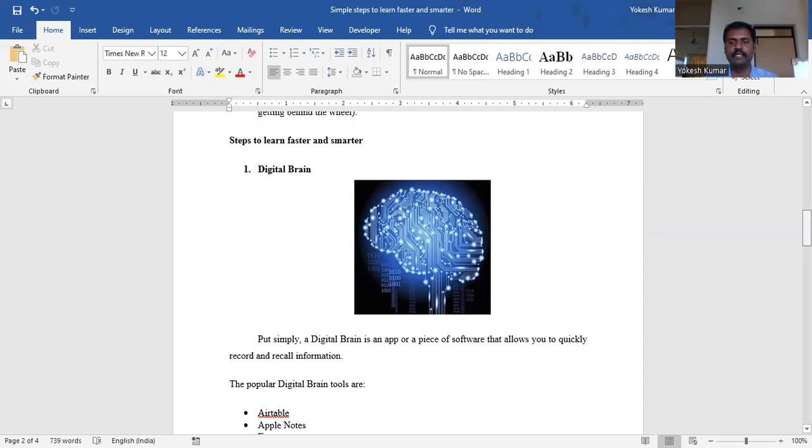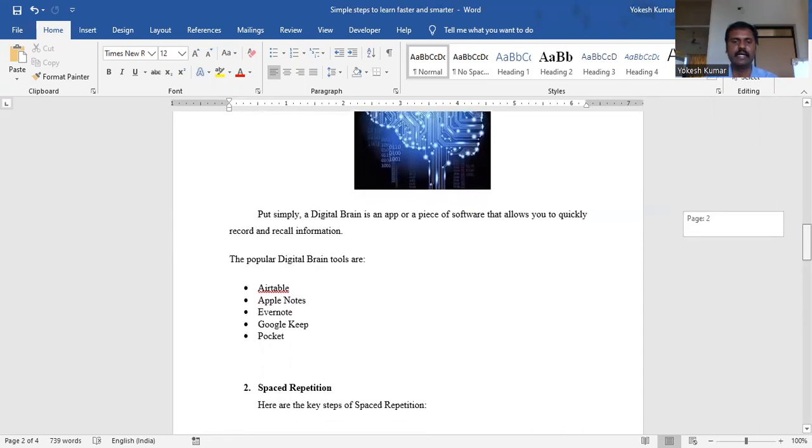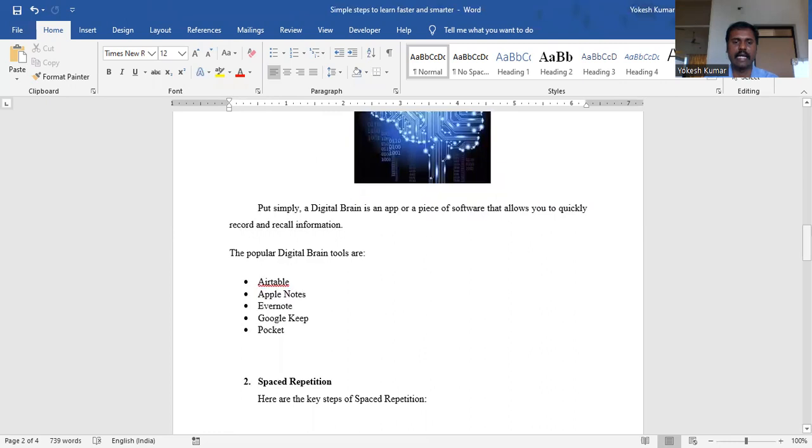So here I have listed some of the digital brain tools like Airtable, Apple Notes, Evernote, Google Keep, Pocket. These are all applications where you can store information, and you can retrieve the information at any point of time. So the chance of forgetting things can be nullified if you use this digital brain.